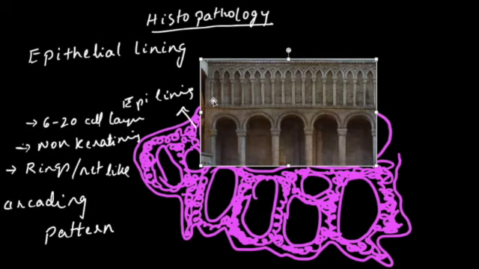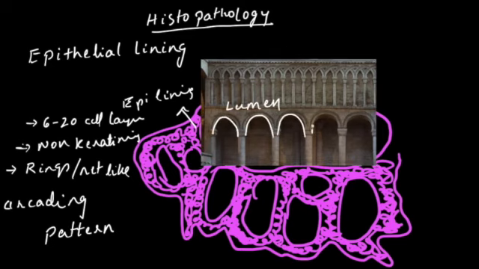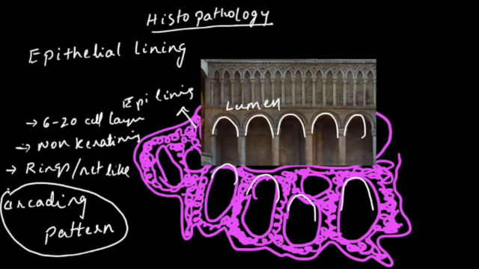Why is this epithelial proliferation called an arcading pattern? It's because of the arcades that it resembles. These arches that we are seeing here, the epithelial proliferation resembles these arches or the arcades, and that's why the name arcading pattern for the epithelial proliferation in radicular cyst.